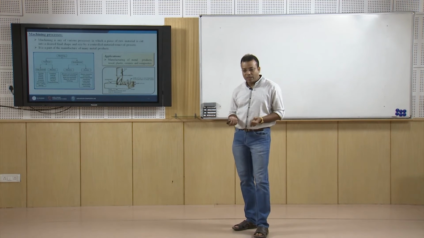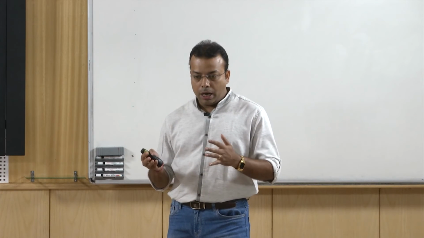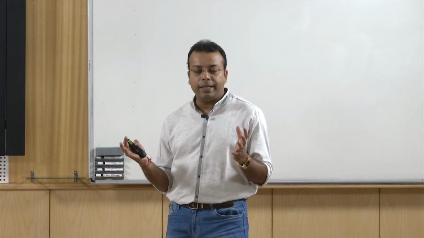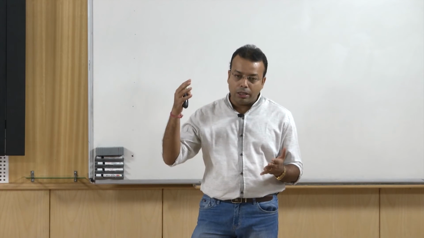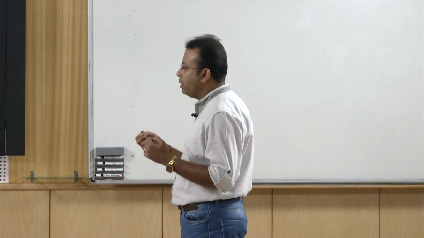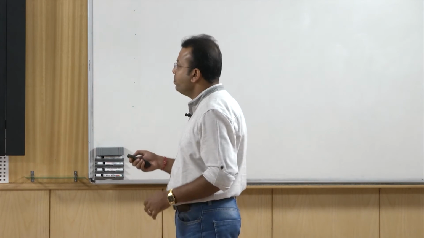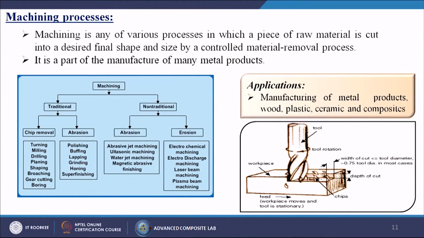Machining is one kind of mechanical process. There are several types of machining processes available. The whole machining process we can divide into two parts. One is called the conventional machining process, and the other is called the non-conventional, or unconventional, or non-traditional machining process. So, machining is any of various processes in which a piece of raw material is cut into the desired final shape and size by a controlled material removal process.